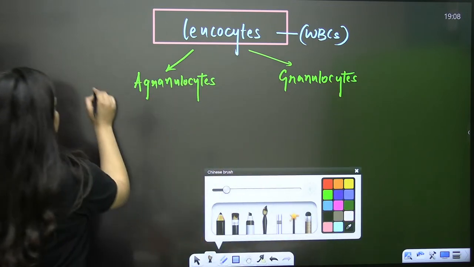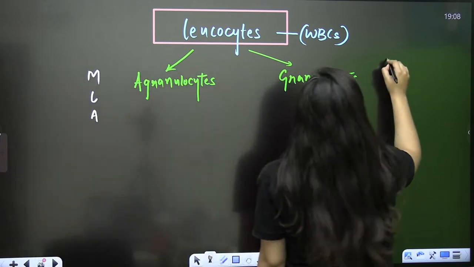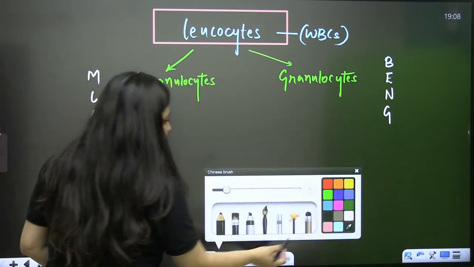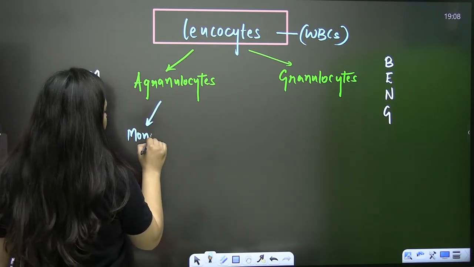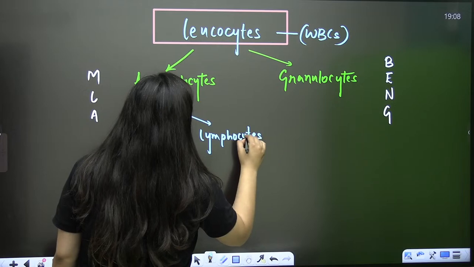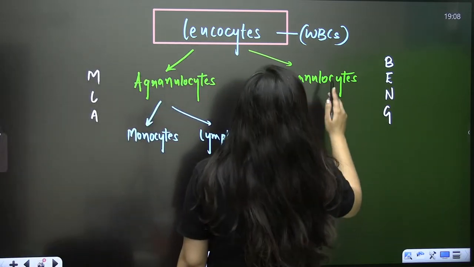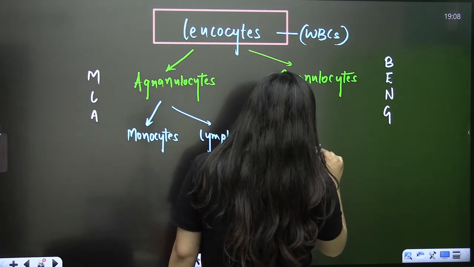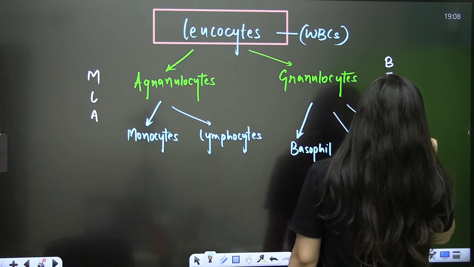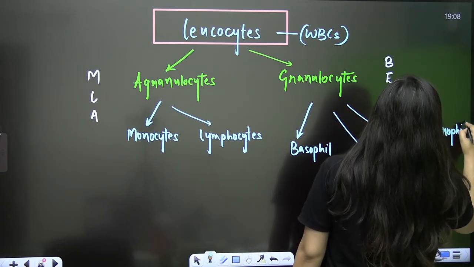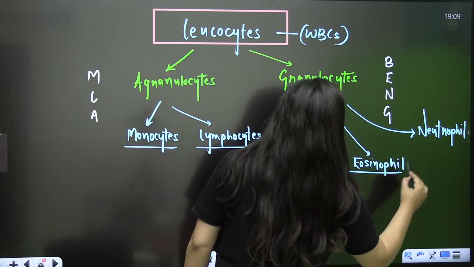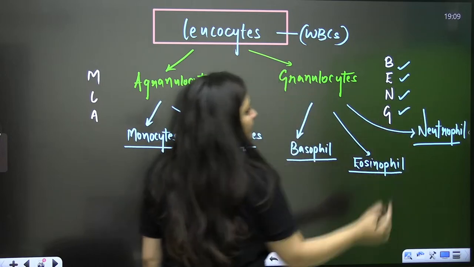Here we have two tricks. One is MLA, another is Ben-G. When it is MLA, M stands for monocytes, L stands for lymphocytes, A stands for agranulocytes. When it is Ben-G, B stands for basophil, E stands for eosinophil, N stands for neutrophil. So these are the types of WBC: monocytes, lymphocytes, and then basophil, eosinophil, neutrophil. This is the trick, Ben-G.